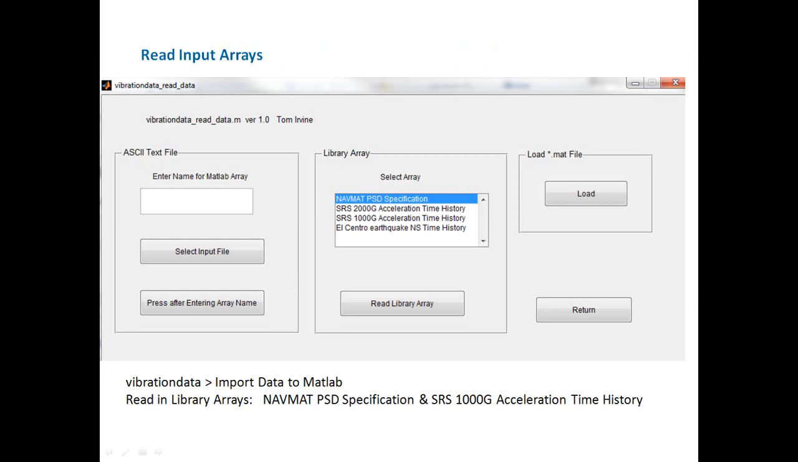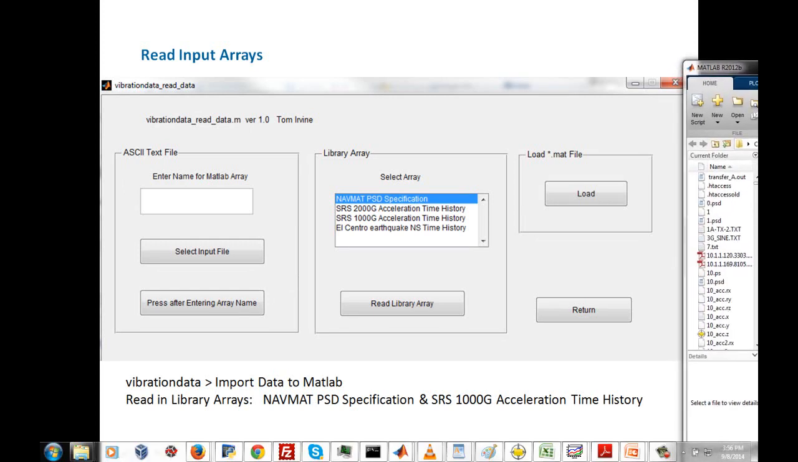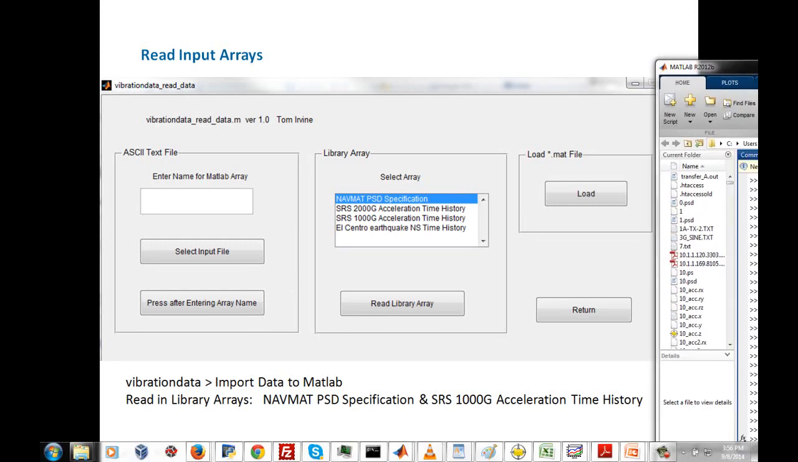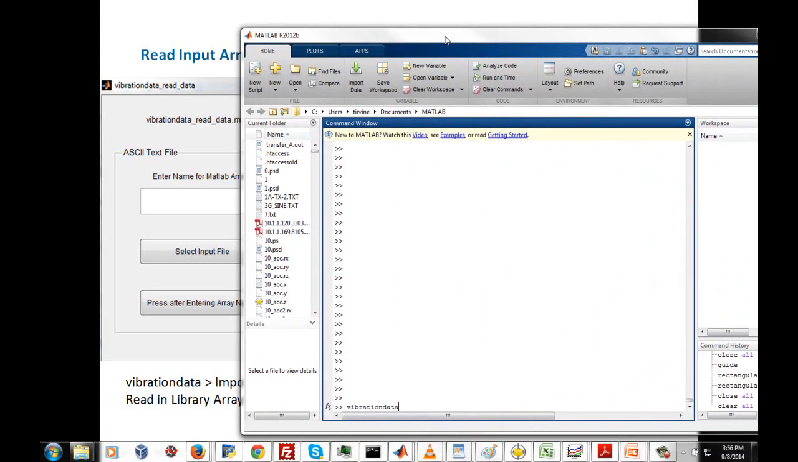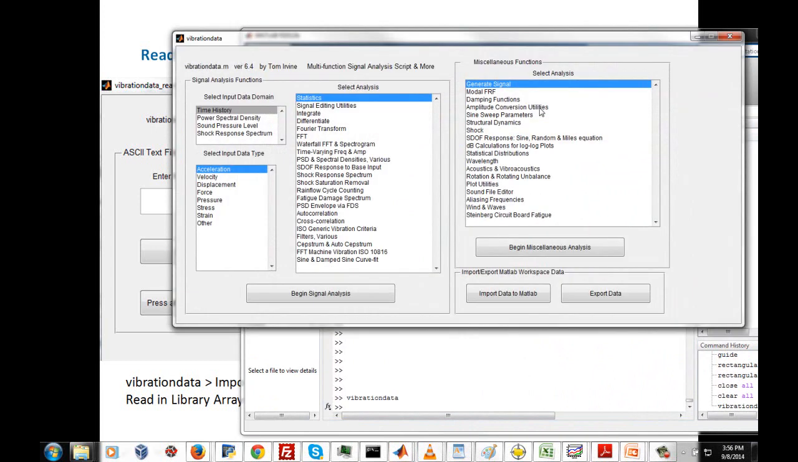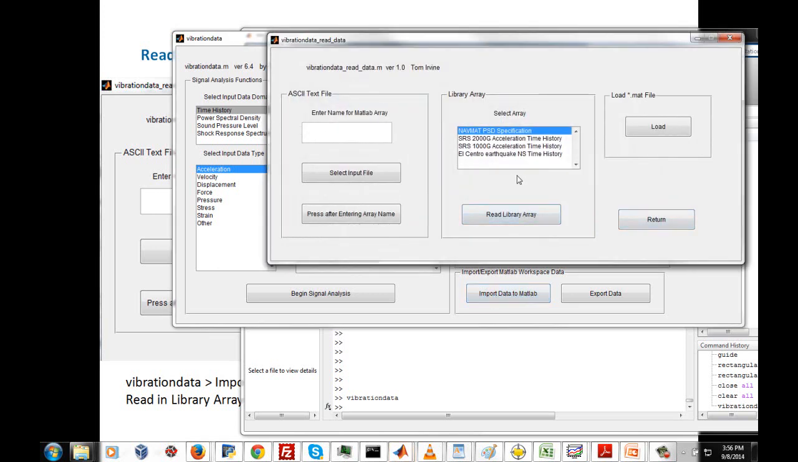So let's go to our vibration data GUI package, and I've got a new feature to show you this week. I'm going to the Matlab workspace to vibration data, and this week we're up to version 6.4 and rising. Let's go to import data to Matlab here. This read data, we've actually used it before, but I've modified it a bit.